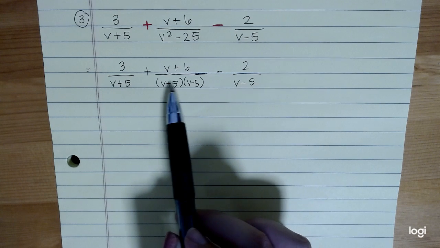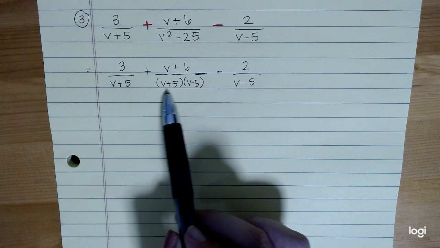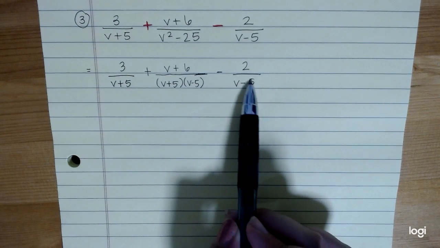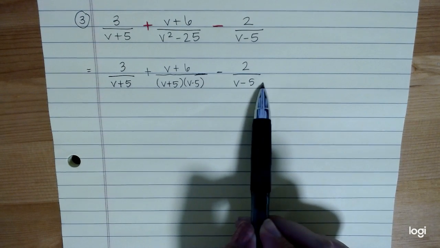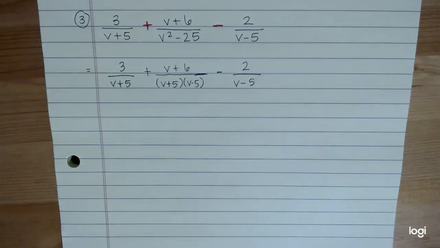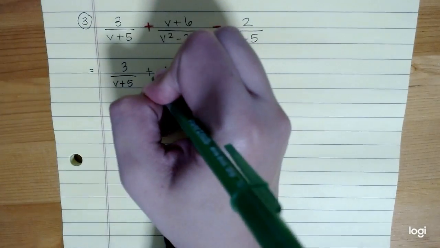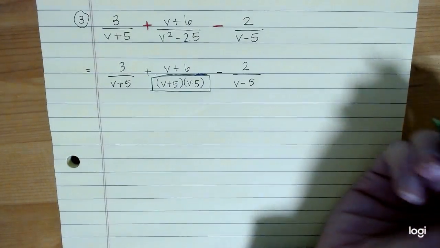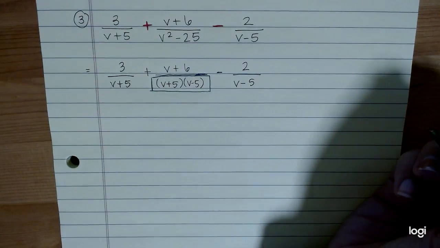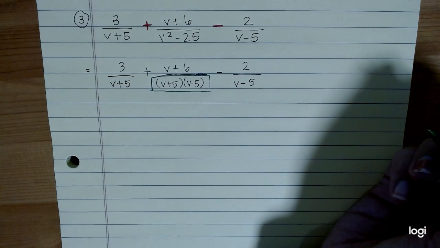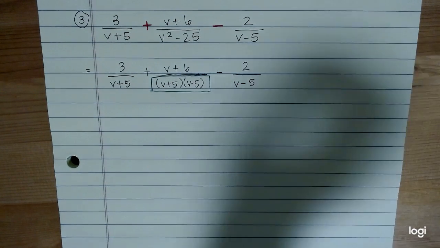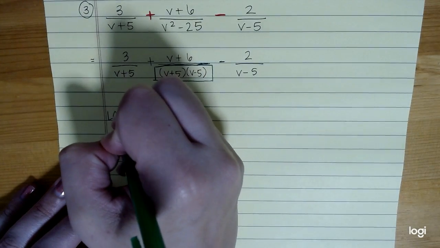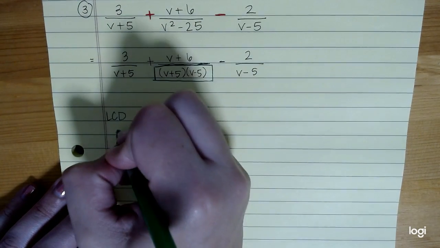But this denominator is pretty interesting. It is a product of the v plus 5 denominator and the v minus 5 denominator. So this denominator right here is what we would refer to as our LCD. So sometimes that LCD is already staring you in the face in that problem. Just to make that a little bit more clear, that LCD.